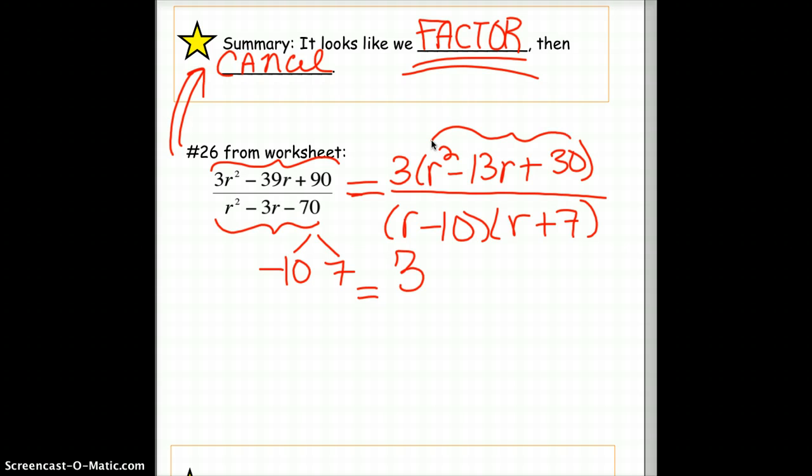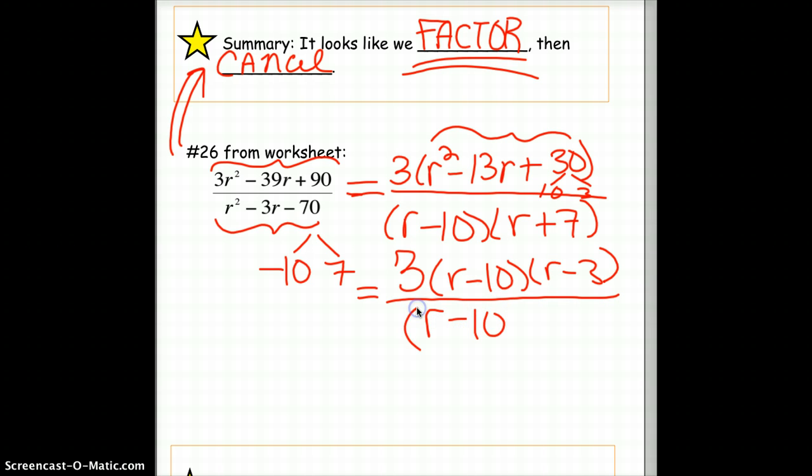All right, so let's go take a look at the top. This factors farther. I can see that 30 is 10 times 3, and I can get that minus 13 in there as long as they're both negative. By the way, when your goal is to cancel, odds are you're going to get a common factor on the top and the bottom. So once I had that r minus 10 on the bottom, I kind of knew I was probably going to get one on the top. It's a little trick of the trade there. So this is what cancels.